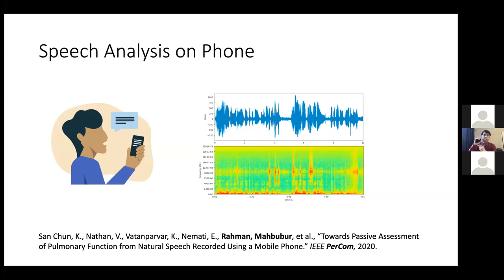The phone is already listening. The phone can analyze not only sending the sound for communication, but also can analyze the sound and find whether I have a real bad condition. And we published this analysis in PerCom 2020 this year. Again, anybody interested in detail, please feel free to read our papers. It has plenty of details, analysis, plus validation and comparison with many other conditions and setups. So I would encourage anyone interested to go and read our papers.